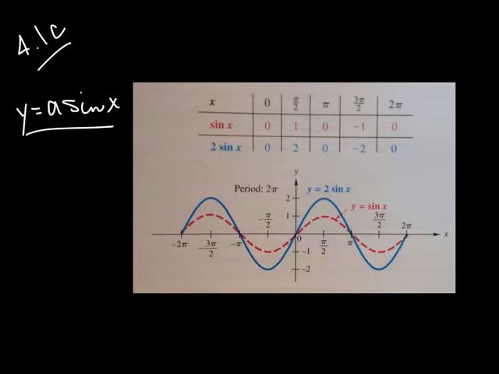Now when I did this, I did it with the sine, but the cosine is the exact same way. If you have a number in front of your cosine, same thing will happen. That number, that a, that integer that goes there, will be how high the amplitude is. So that's what we've got there in just that little section.